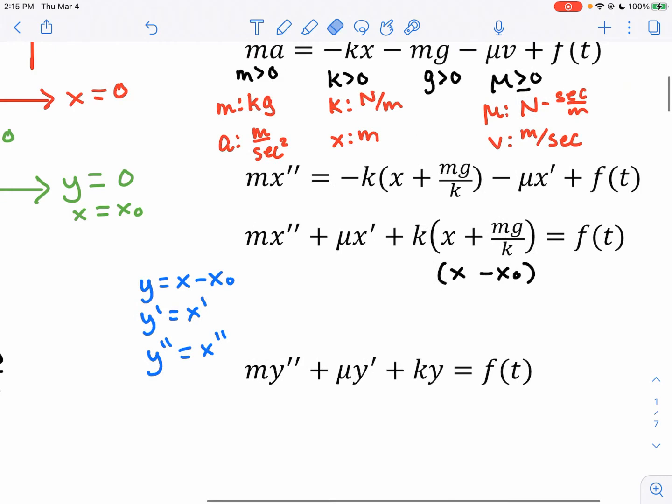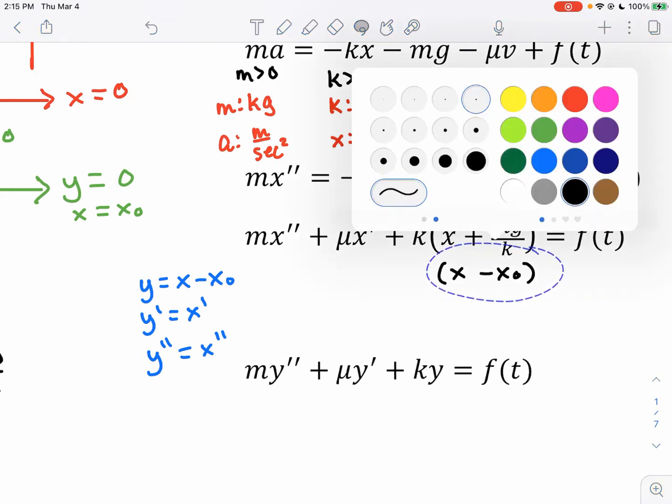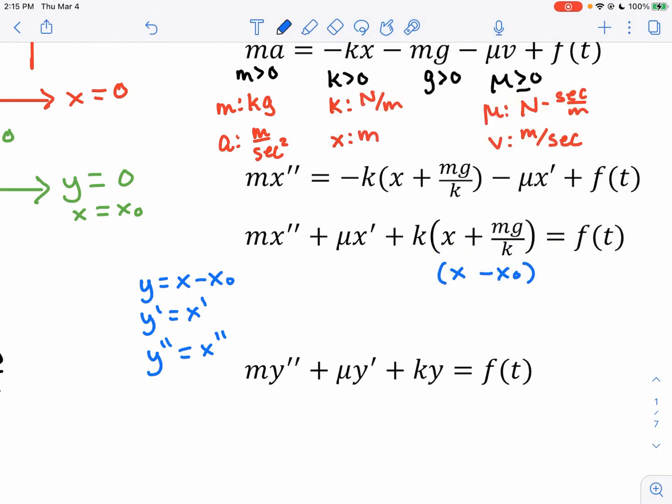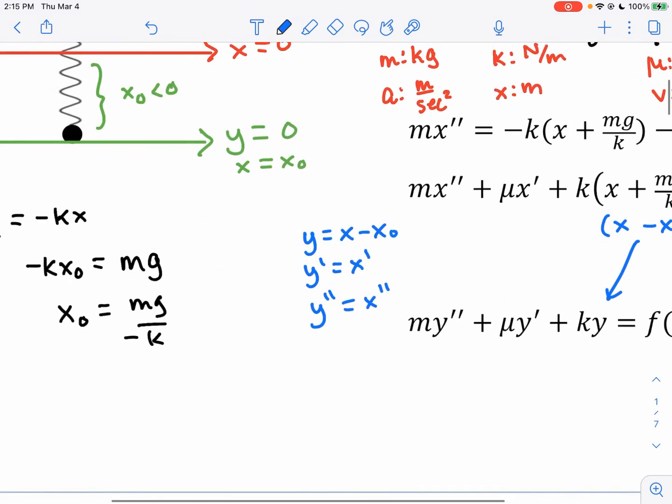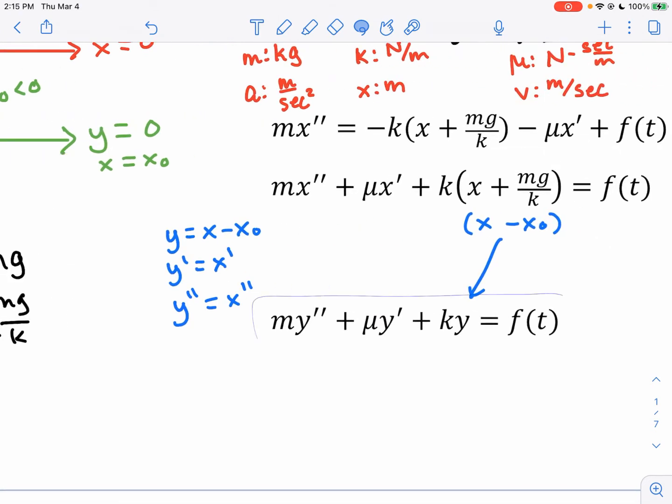And then the last component right here, let's make that blue to match. This transformation, x minus x naught, just becomes the y that we see. So our differential equation now becomes one that's in terms of y, where y equals 0 is our height that establishes our equilibrium, our mass spring equilibrium. And this is the differential equation that we are going to be working with.